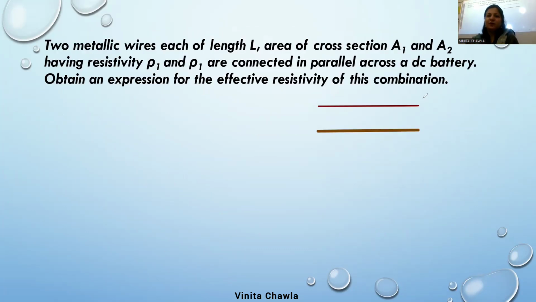So the length of each wire is L. The area of cross section is different. The first wire has area of cross section A1. The second wire has area of cross section A2. And their resistivity is also different. Resistivity of the first wire is rho1. Resistivity of the second wire is rho2. And they are connected in parallel across a DC supply. Obtain an expression for the effective resistivity of this combination. So we have to find the effective resistivity.